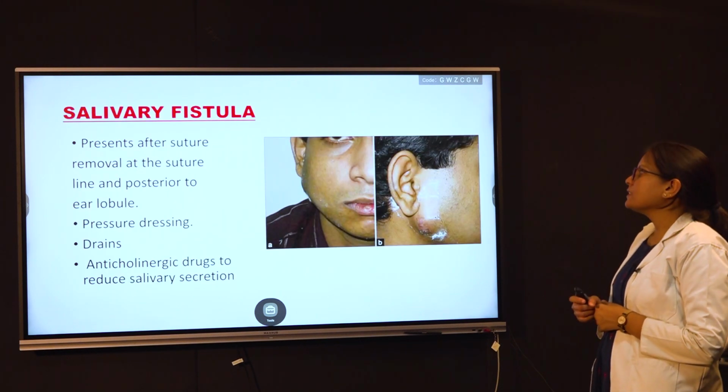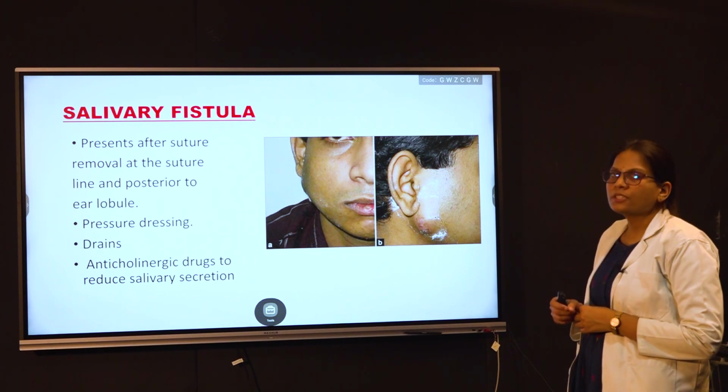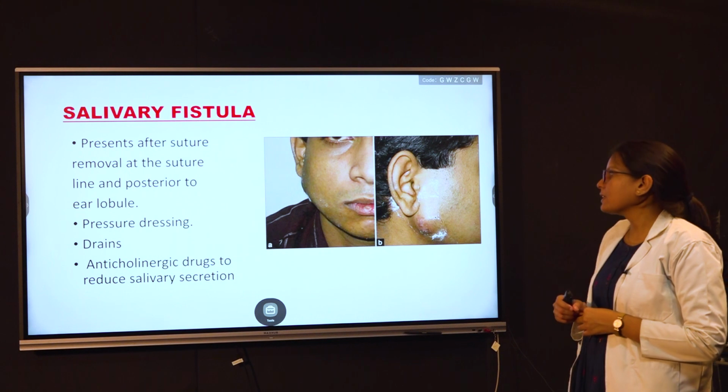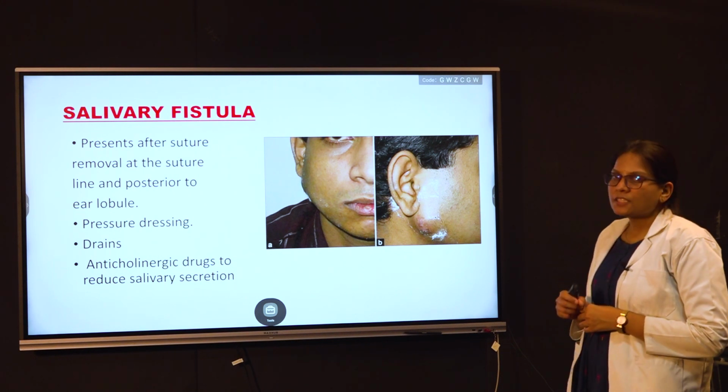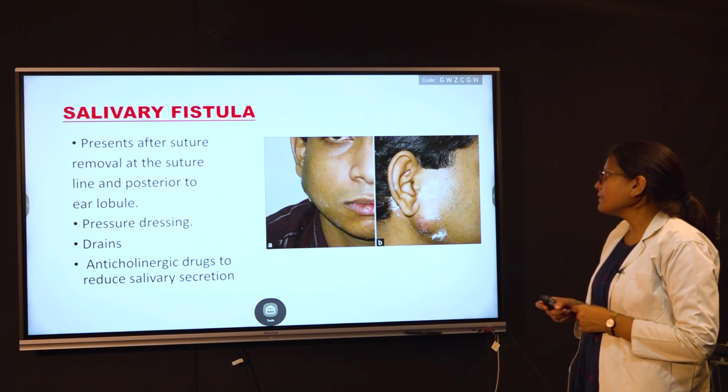The next complication is salivary fistula. This presents after suture removal at the suture line and posterior to the ear lobule following parotidectomy surgeries. It can be successfully managed by pressure dressing, drains, and anticholinergic drugs to reduce the salivary secretion.